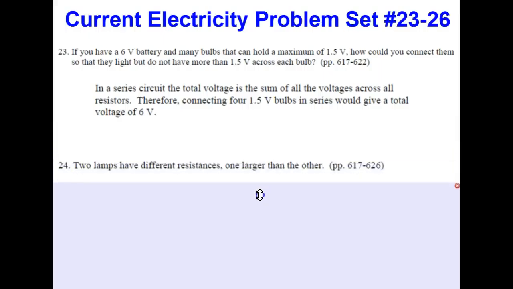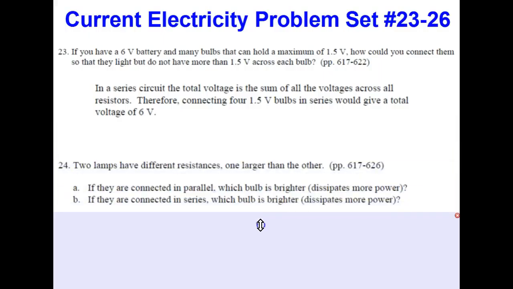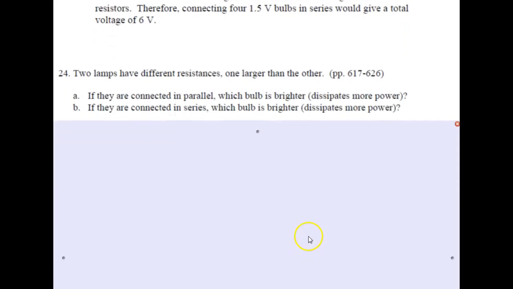All right, next we have problem 24. Two lamps have different resistances, one larger than the other. If they are connected in parallel, which bulb is brighter? In other words, dissipates more power. If they're connected in series, which bulb is brighter? Dissipates more power. So the first thing you can see here is that any time you are asked about bulb brightness, what they're really asking you is to compare the power used by each bulb.